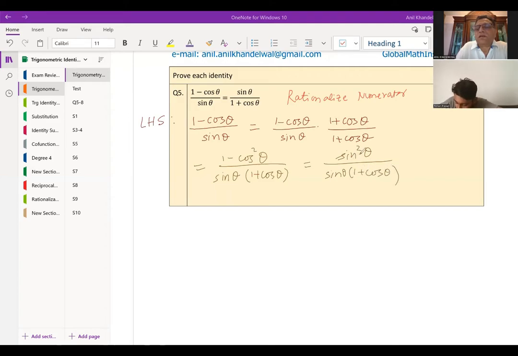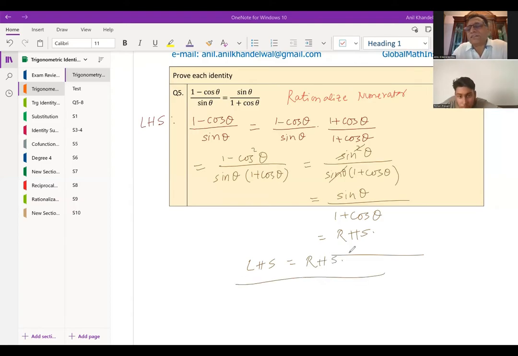Now, sine square theta divided by sine theta. One of them will get cancelled. You're left with sine theta in the numerator, right? And the denominator is 1 plus cos theta, which is the right-hand side. So we have shown that the left-hand side is equal to the right-hand side, and that is how you prove the identity. Is that clear to you?